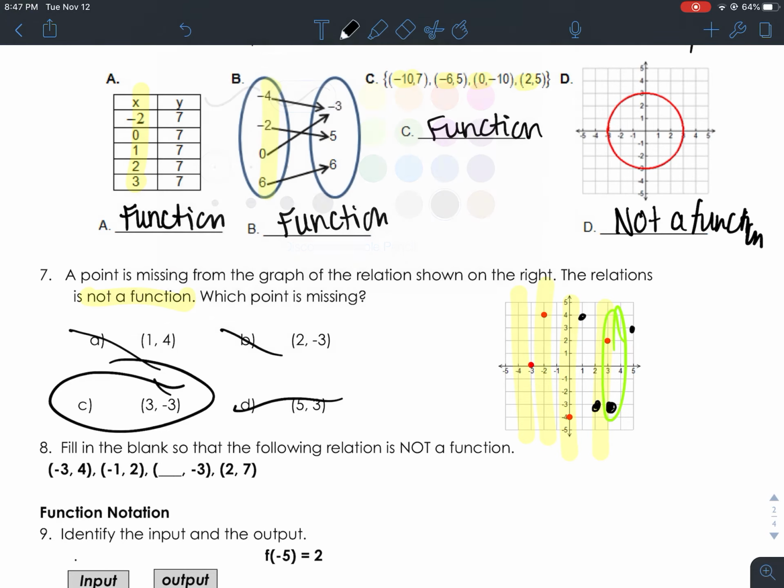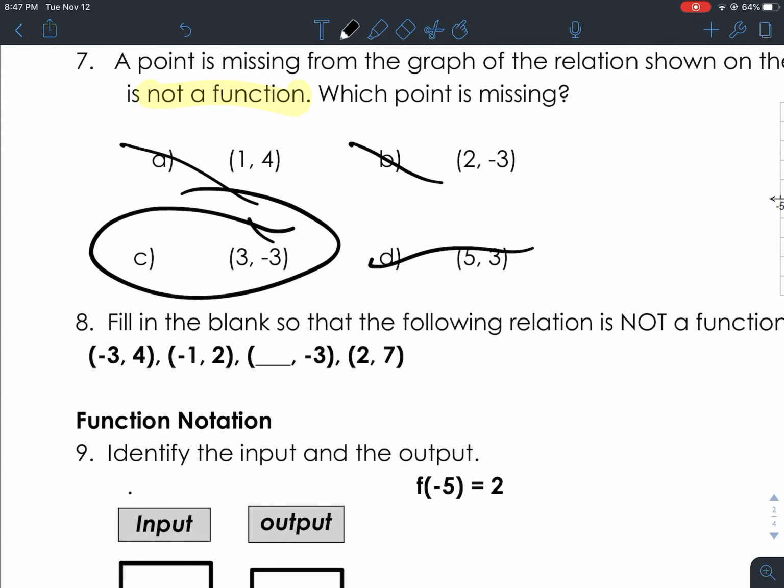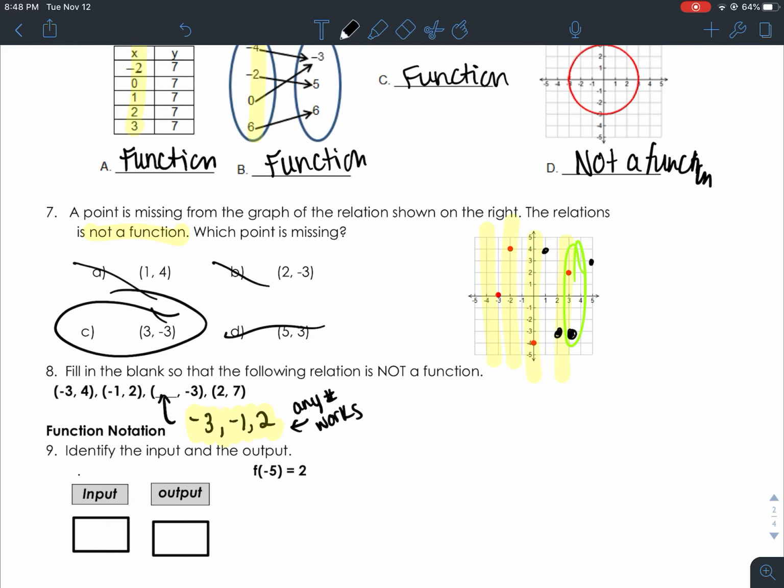That same kind of question is in number 8. Fill in the blank so that it's not a function. If it's not a function, this value could be anything that's going to repeat the x, either negative 3, negative 1, or 2. Any of those would work. I'll make this note for when I post the key. Any number here works. Okay. You just want to make sure you repeat.